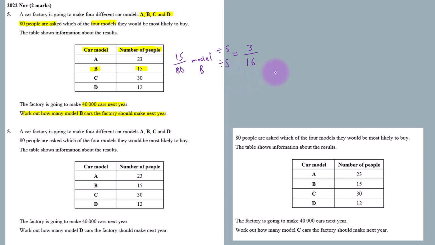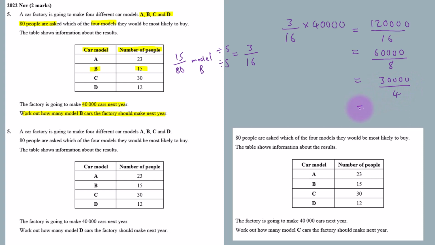The factory is going to make 40,000 cars. So we want 3/16 as a proportion times 40,000 cars to know how many Model B cars the factory should make. So we can get that to 120,000. This is non-calc over 16. Now if you're not great with long division, we can simplify that fraction. Let's half top and bottom. So you get 60,000 over 8. If you're not happy, you can jump to bus stop method, but if you're not happy with that, carry on going. That's 30,000 over 4.